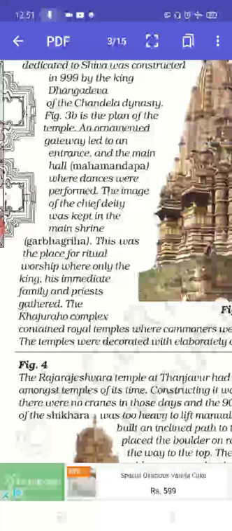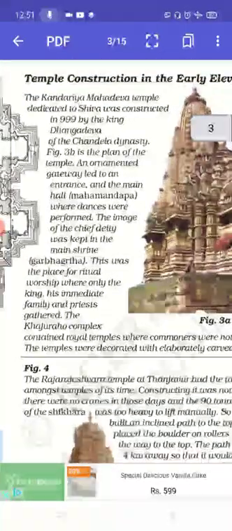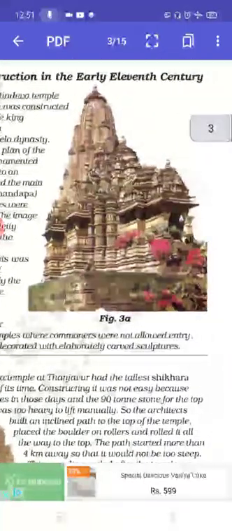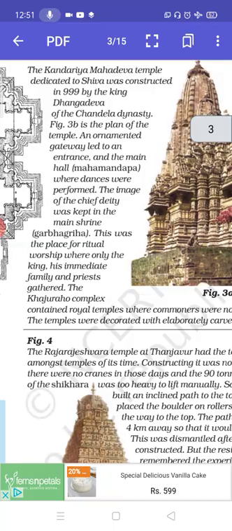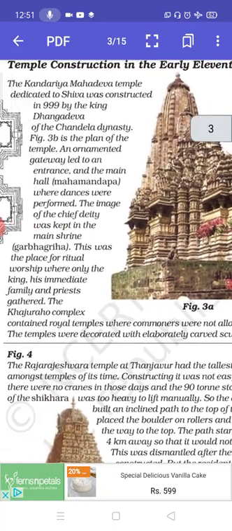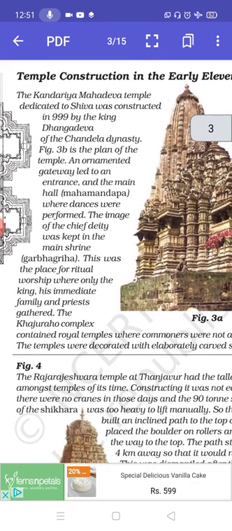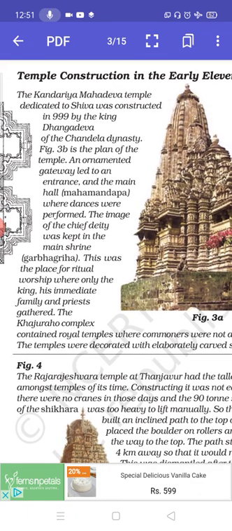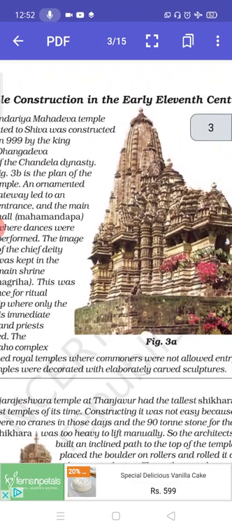The Khajuraho complex contained a royal temple where commoners were not allowed entry. The temples were decorated with elaborately carved sculptures. So here we are talking about the construction of the temples in the early 11th century.